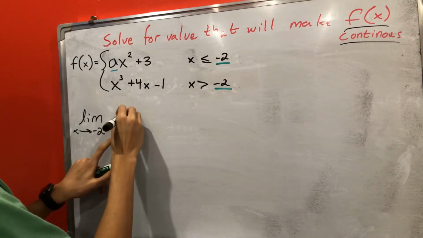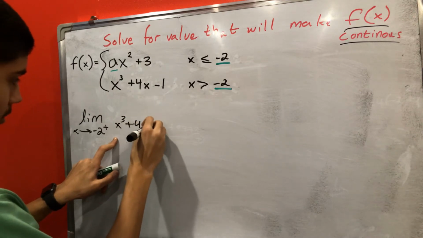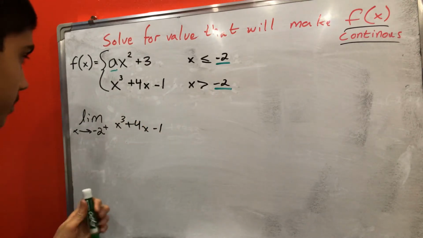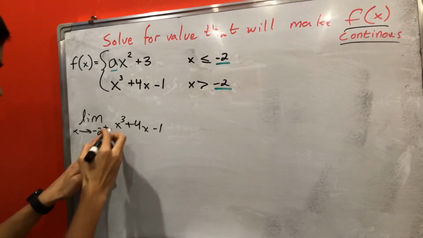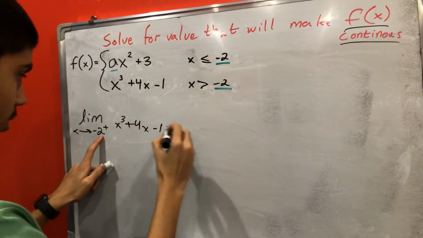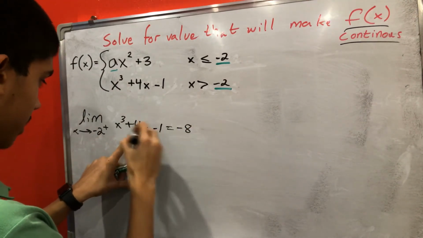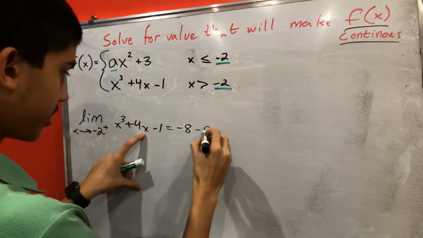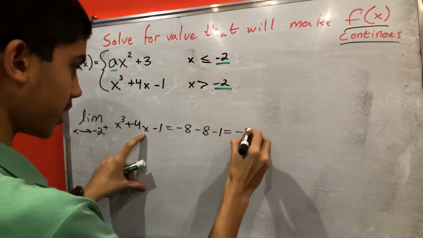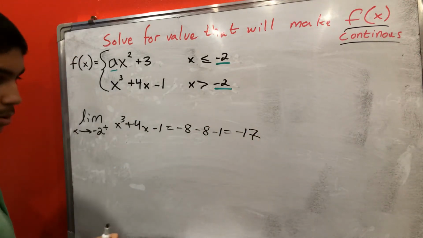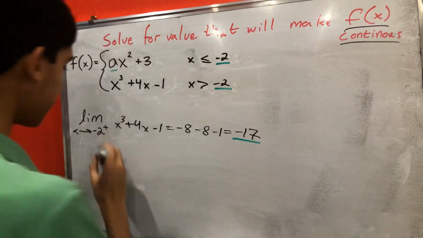So we're going to write it out. It's going to be x cubed plus 4x minus 1. And when we plug in -2 to each one, we'll get -8, and then we'll plug that in. It'll also be -8, and minus 1. So it becomes -17. So coming from the right, the limit will be -17.